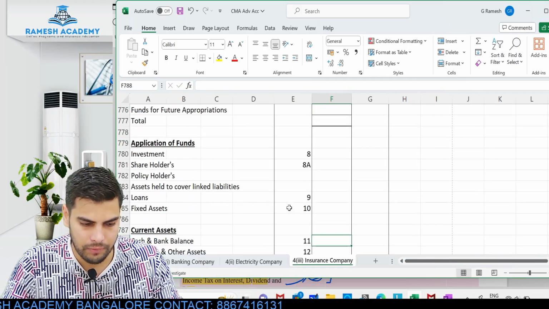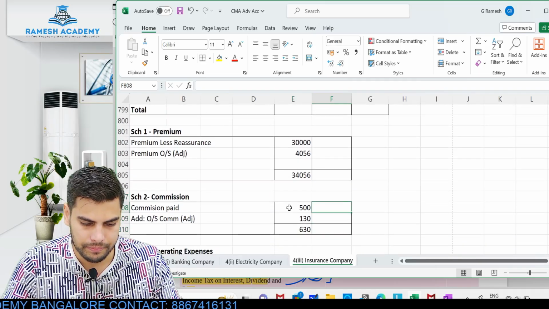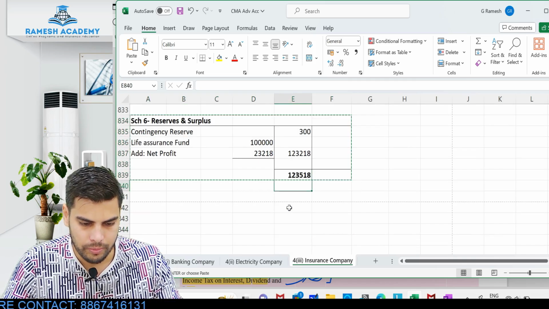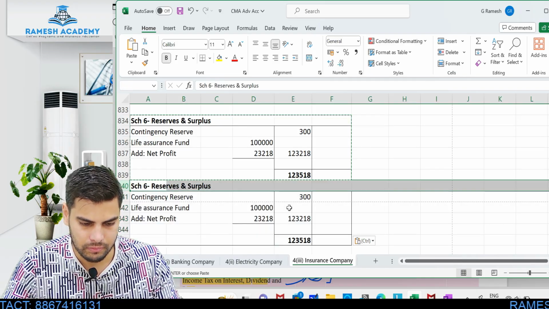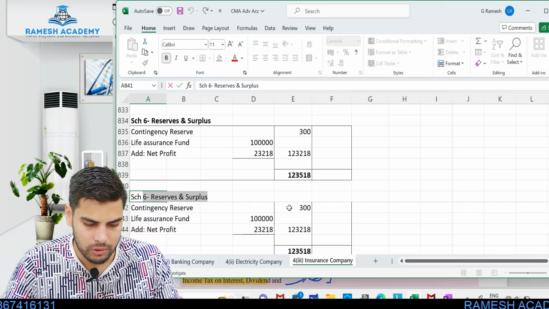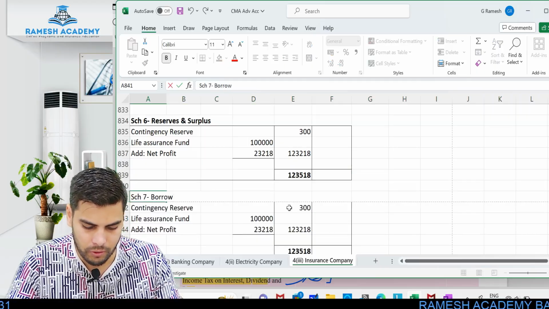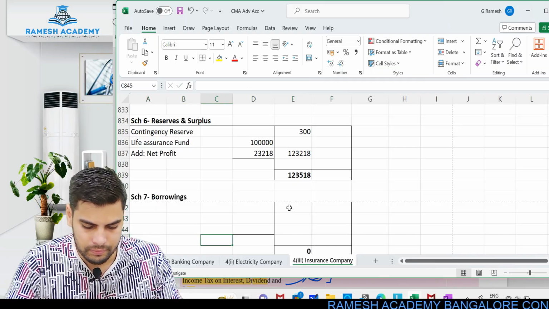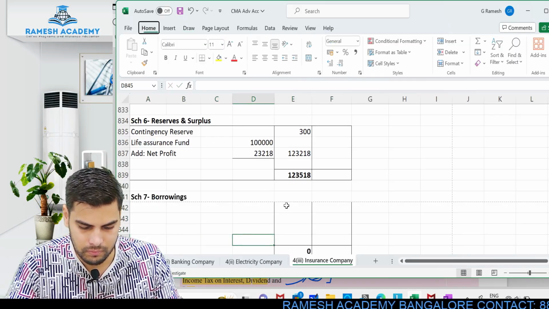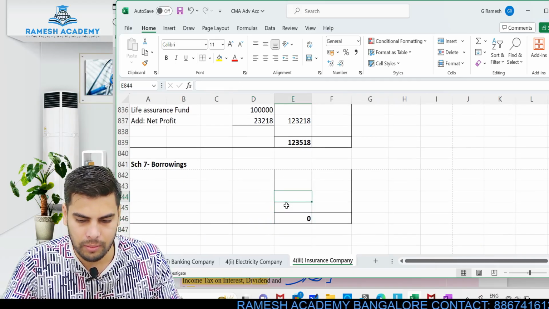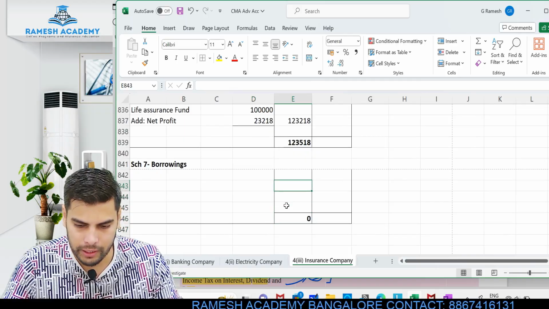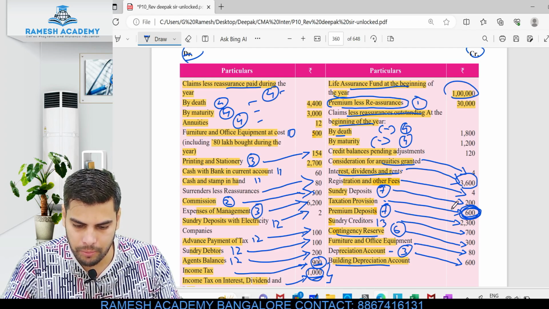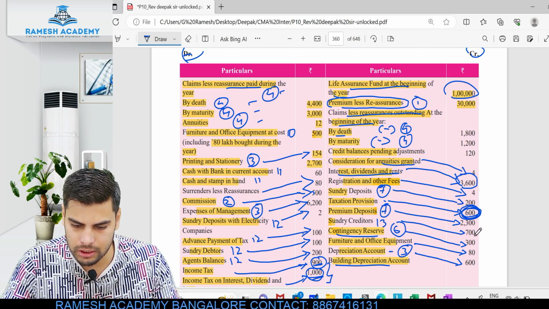Okay, so then comes schedule 7, that is your borrowings. Let us just write the information relating to the borrowings. This would be your schedule number 7. Now when it comes to borrowings, what all do we have in the form of borrowings? Look at this. Schedule 7, we have got sundry deposit, which is 200, and premium deposit, it is 2,300.